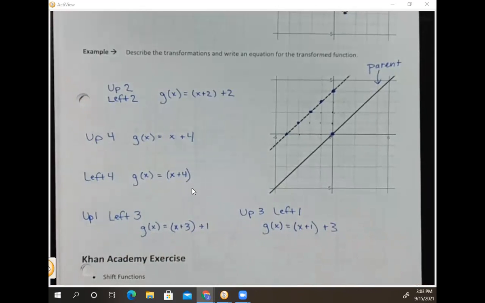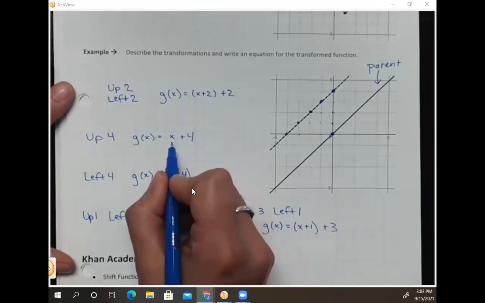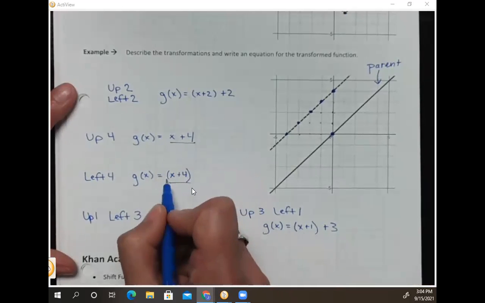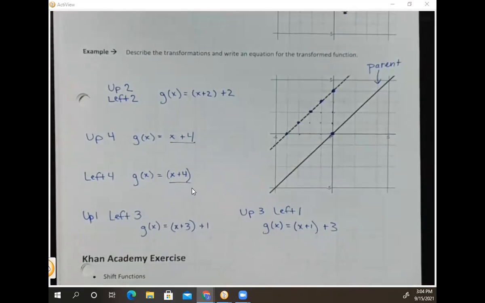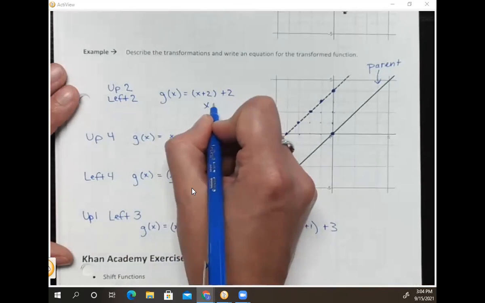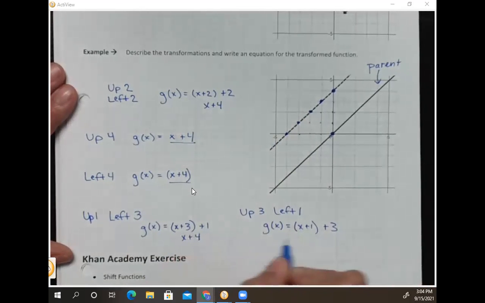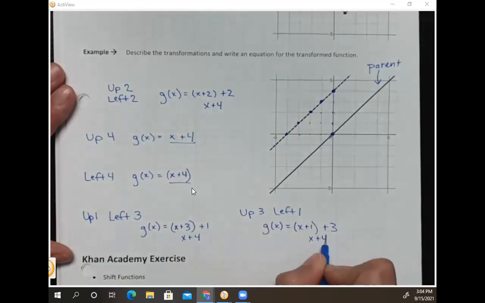Do you notice anything about all these functions that we've written? Yeah. In every case, I could simplify and I'm going to end up with exactly the same thing, right? There's no difference between this x plus 4 and this x plus 4. If I had a coefficient here, something I was going to multiply by, then they'd be different, but I don't. They're the same. I could combine these 2's and I would get x plus 4. I could combine 3 and 1 and get x plus 4. I could combine these as well and get x plus 4.